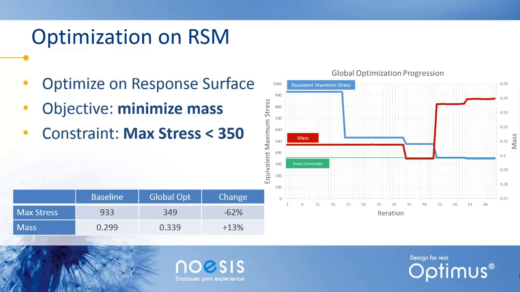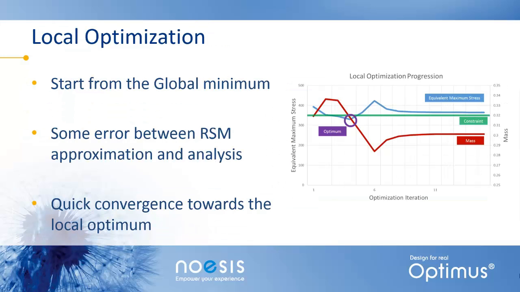Next, we run a large global optimization using that response surface model. This allows us to run many hundreds of experiments in just a matter of seconds. We ran the optimization, and as you can see the results on the right there, we were able to satisfy our constraint, and of course the trade-off was that we did increase the mass. So after the global optimization, we reduced the maximum stress by about 62% and only increased the mass by about 13%. At this stage, we're ready to begin a local optimization on the analysis model itself.